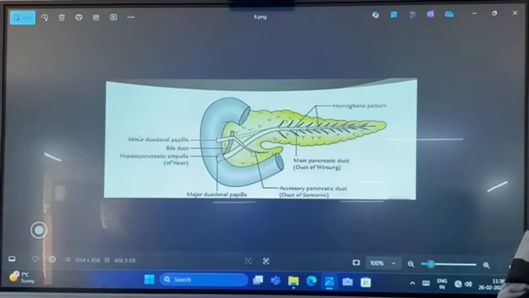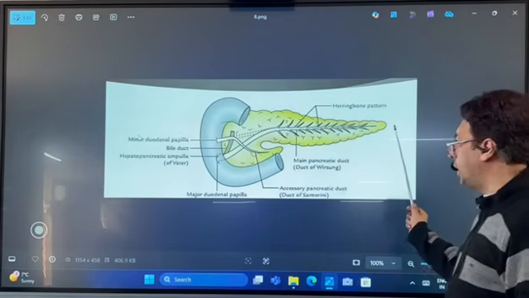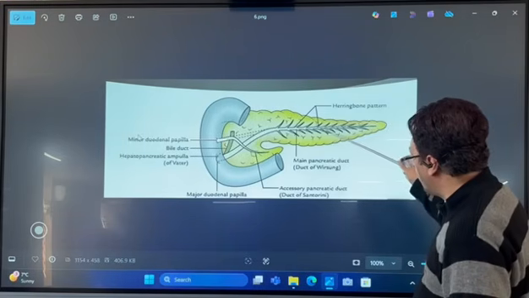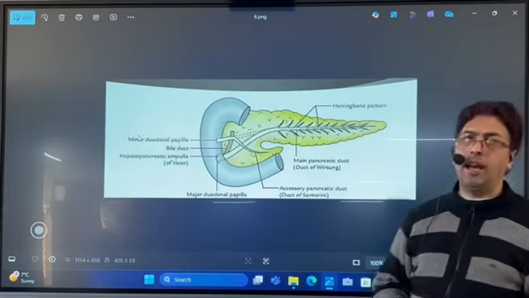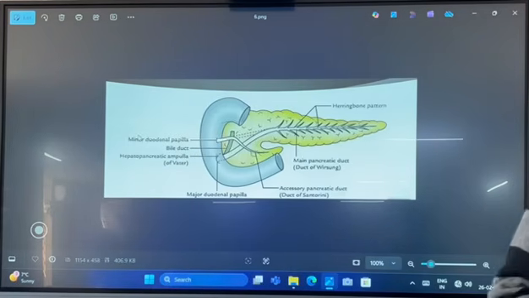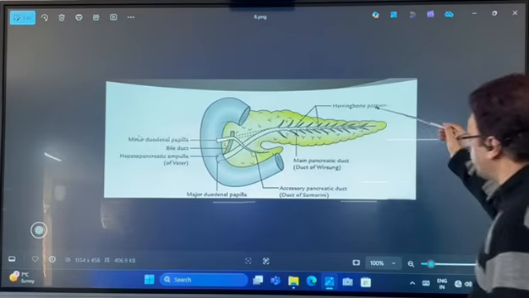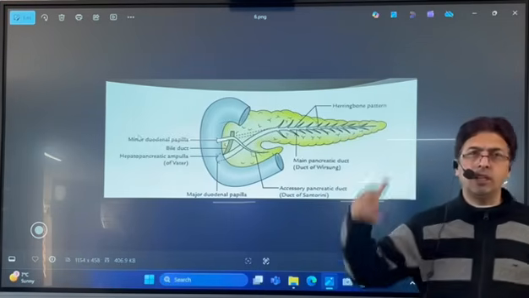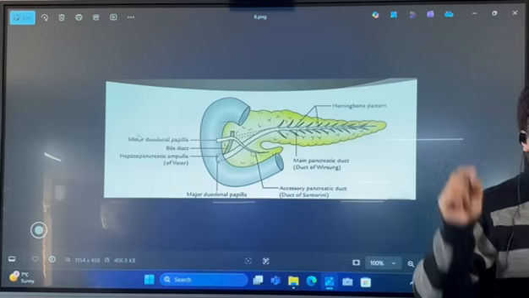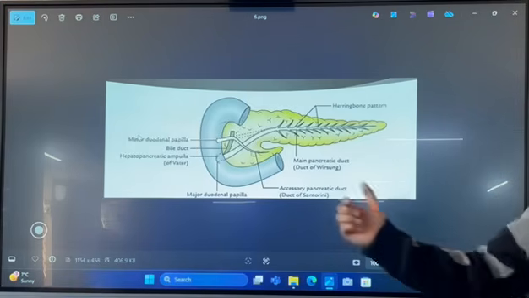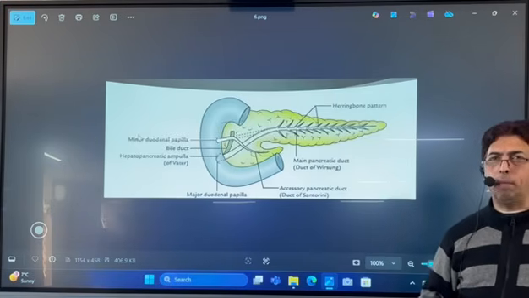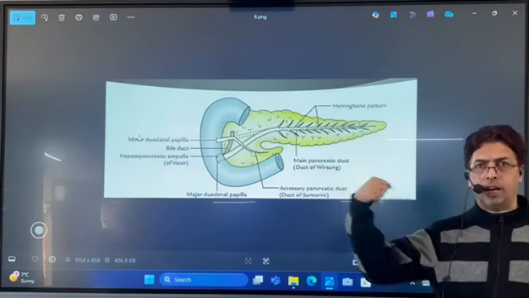Now, what happens? The main pancreatic duct starts from the left side, exactly from the tail, and you can see small ductules joining at an angle. They give this pattern to the pancreas, which is given the name herringbone pattern. So herringbone pattern is nothing but small ductules opening into larger ducts at an angle. Over the whole course of the pancreas, this is the arrangement, which is called the herringbone pattern. So that is the main pancreatic duct.